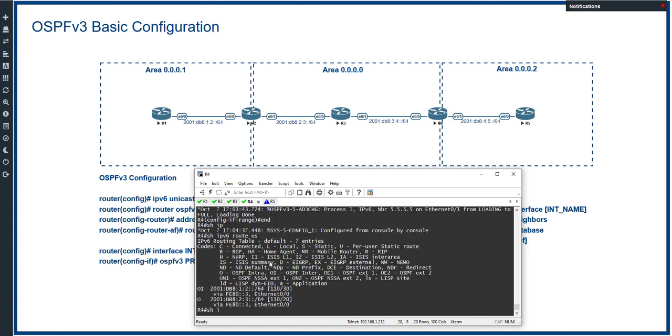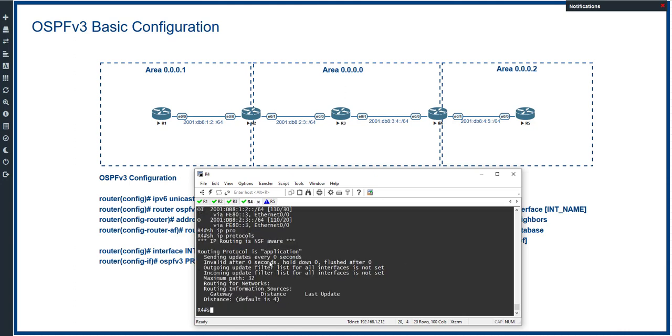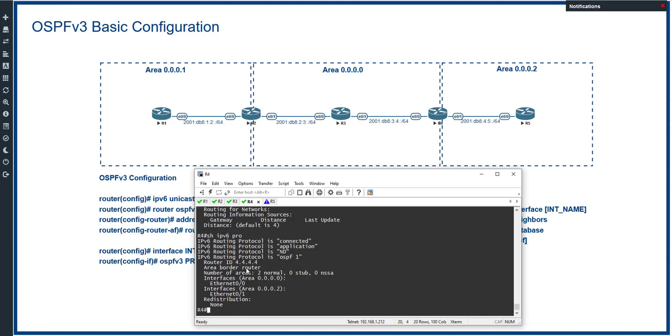And after that, about router 4, show IPv6 protocols shows us that we have the routing protocol as OSPF1, router ID is quad 4. This is an area border router. We have two normal areas, no stub area, no NSSA area. Interface ETH00 is working under area quad 0, and interface ETH01 is working on area 0.0.0.2.